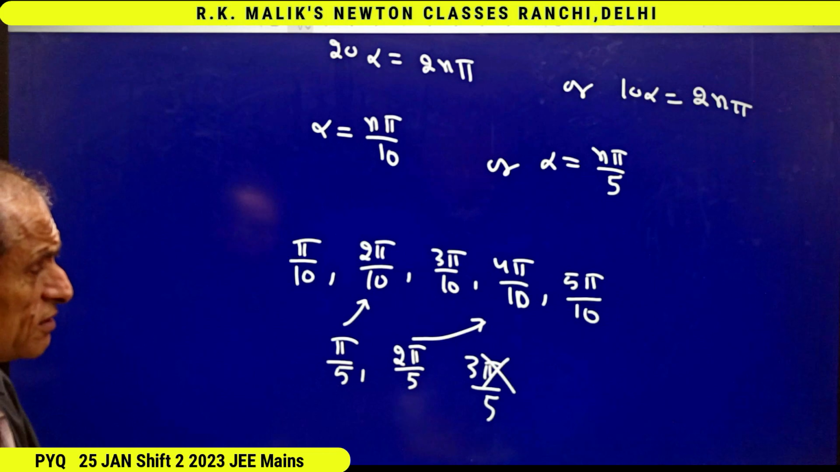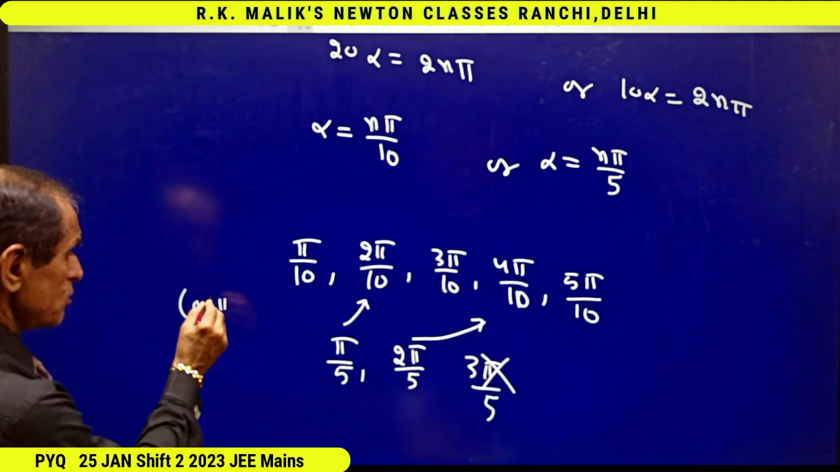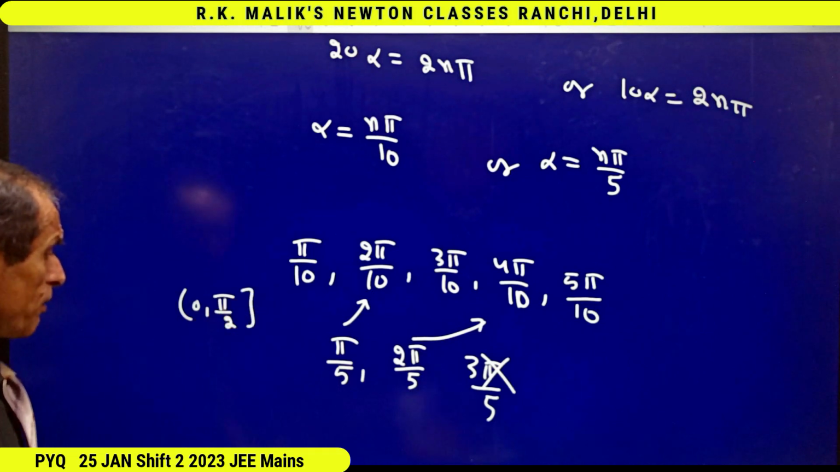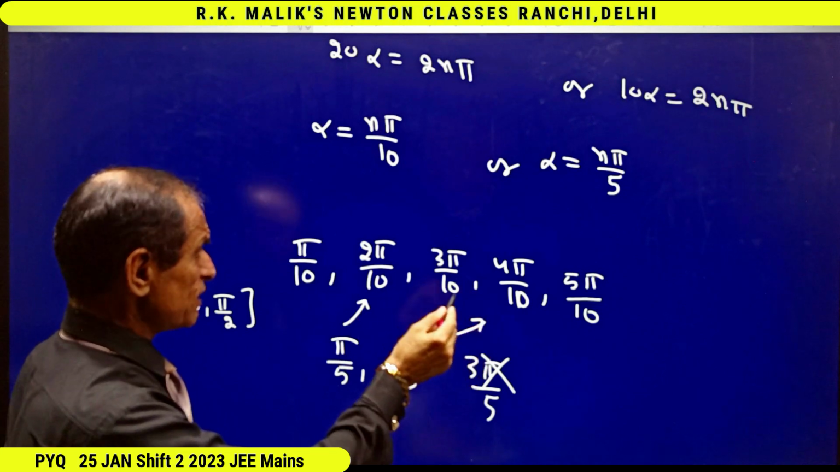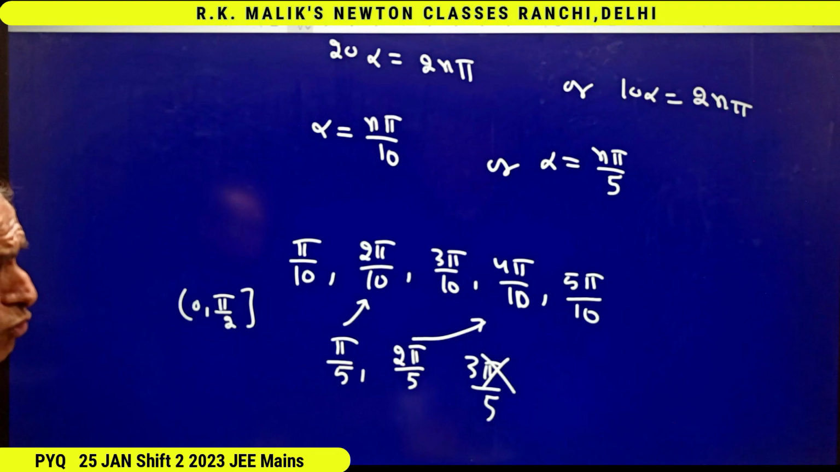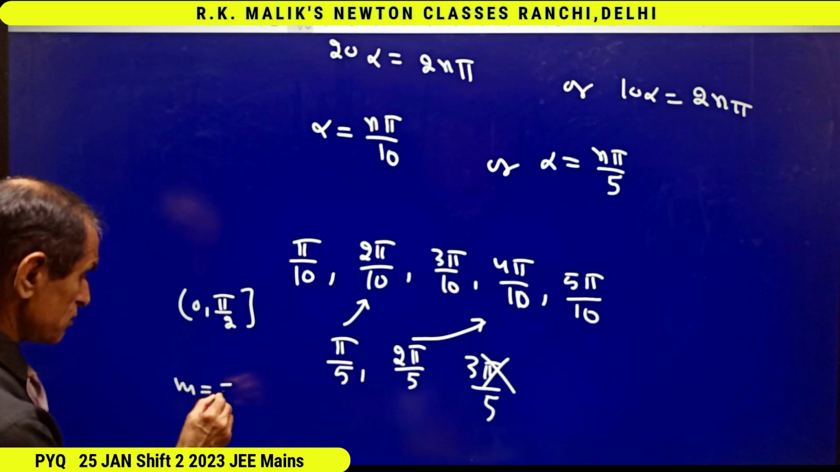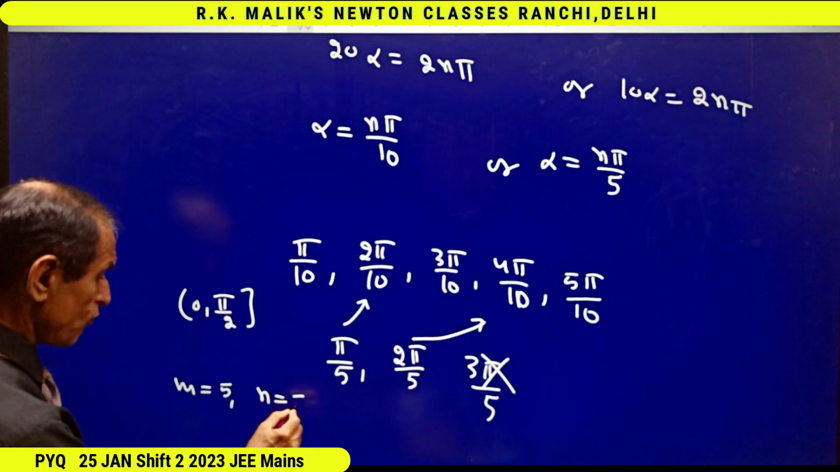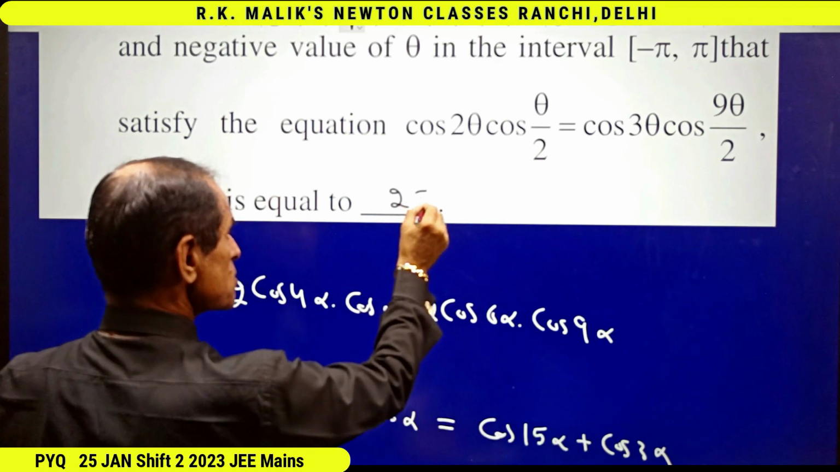Hence, I can say in the interval 0 to pi by 2, there are 5 values of alpha. That is, there are 5 values of theta. And as I told you in the very beginning, the number of positive roots and the number of negative roots will be the same. Therefore, I can say m is equal to 5 and n equal to 5. Hence, the value of mn will become 25.